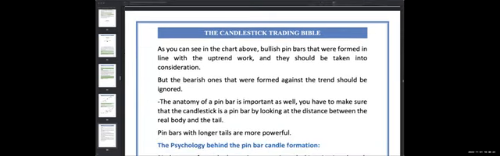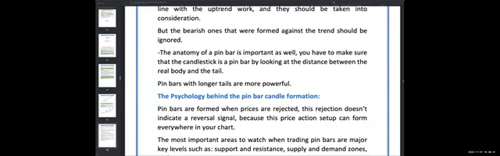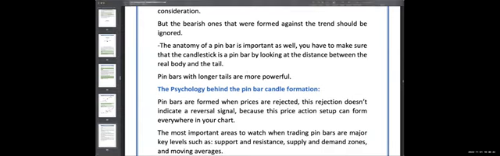Okay, as you see in the chart above, bullish pin bars that were formed in line with the uptrend work, and they should be taken into consideration. But the bearish ones that were formed against the trend should be ignored. The anatomy of pin bars is important as well. You have to make sure that the candlestick is a pin bar by looking at the distance between the real body and the tail. Pin bars with longer tails are more powerful, right?